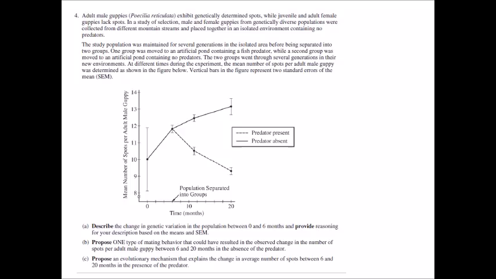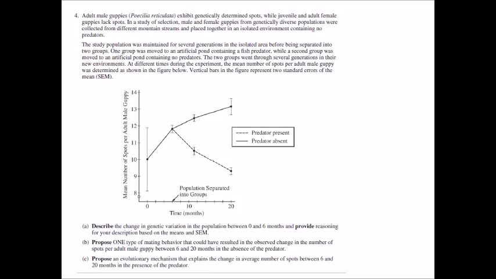At different times during the experiment, the mean number of spots per adult male guppy was determined as shown in the figure below. Vertical bars in the figure represent 2 standard errors of the mean, or SEMs. For part A, describe the change in genetic variation in the population between 0 and 6 months and provide reasoning for your description based on the means and the standard error of the mean.